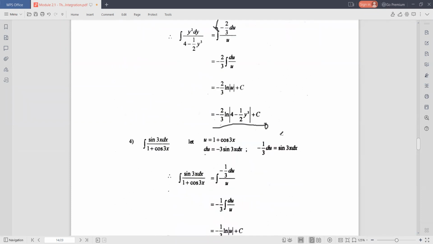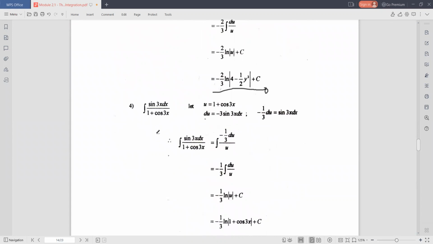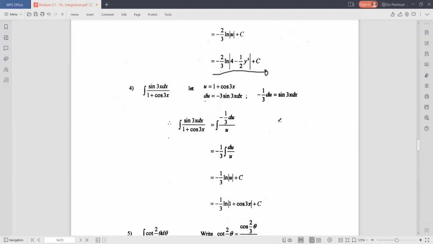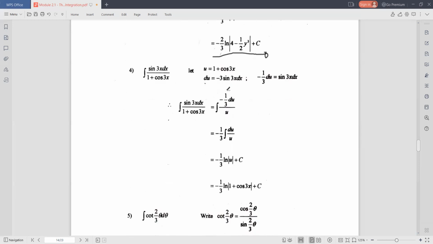Okay, next. So the same process with example number 4. We let u again, that is 1 plus cosine 3x. Then we derive 1 plus cosine 3x, so that is negative 3 sine 3x dx. Or your sine 3x dx now would be equal to negative 1/3 du. Okay, so again, same process, labas natin yung constant, matitira is integral of du over u.